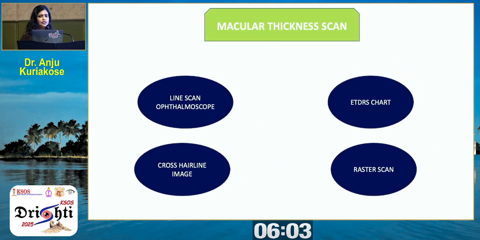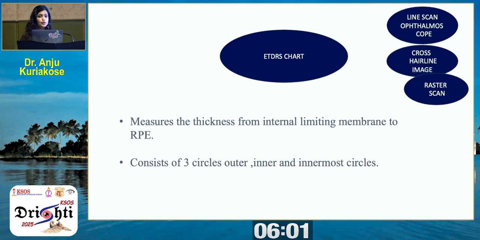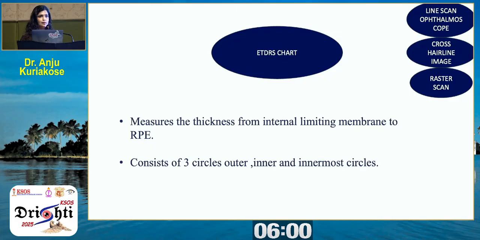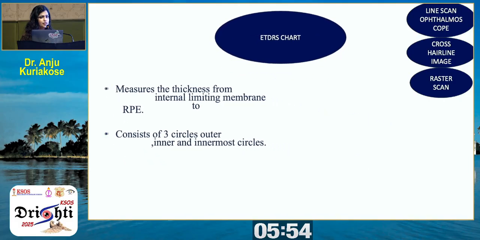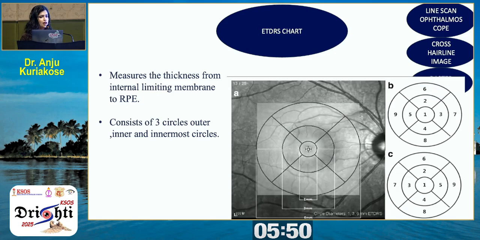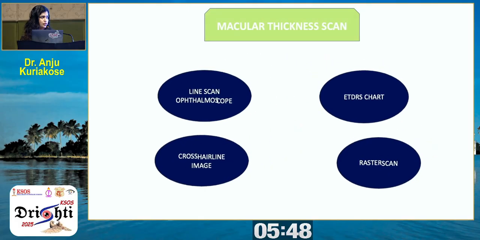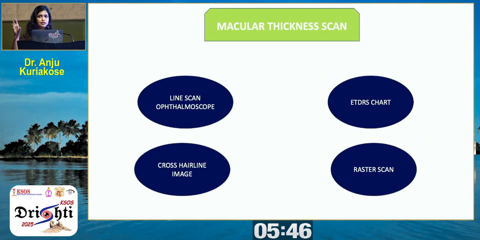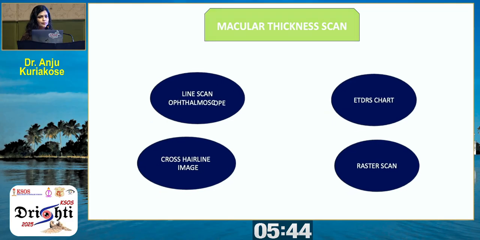Next is the ETDRS chart, which is used for diabetic macular edema grading in the ETDRS grading chart, which measures the thickness from the inner limiting membrane to RPE, and it consists of 3 circles: outer, inner, and the innermost circle. These are the 3 circles we see when we get an OCT.